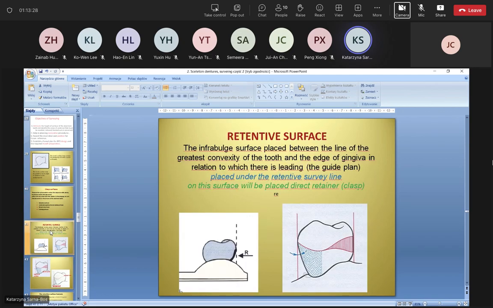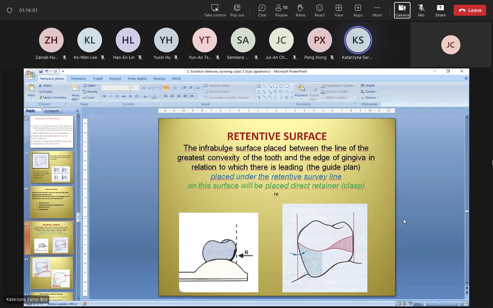Okay, so now I will try to tell you first about the retentive surface. When we find the undercut, we can also find the infrabulge surface. The infrabulge surface is placed between the line of the greatest convexity of the tooth and the edge of the gingiva, in relation to which there is a leading guide plane, placed under the retentive cervical line. On this surface will be placed the direct retainer, the clasp.